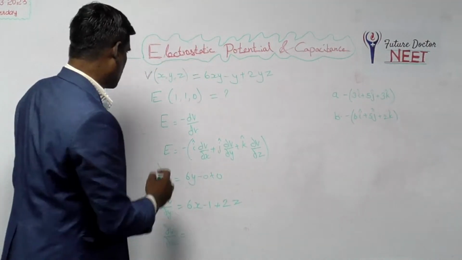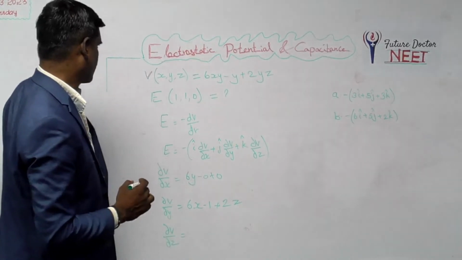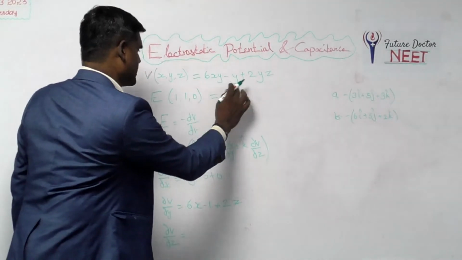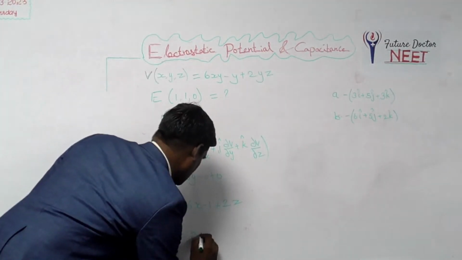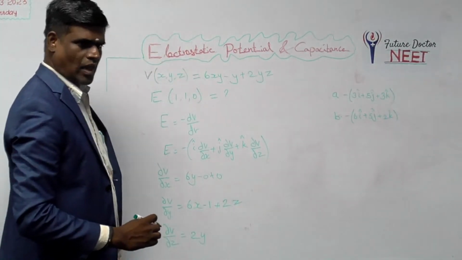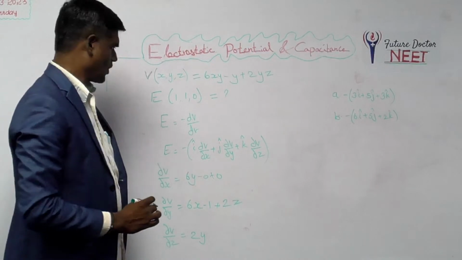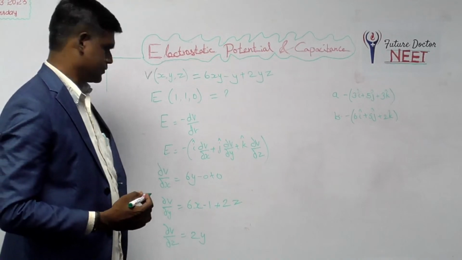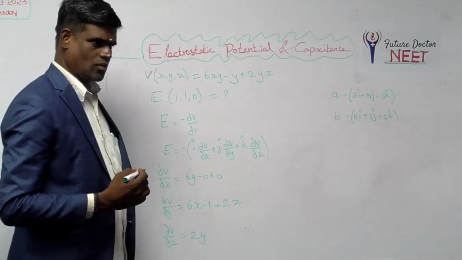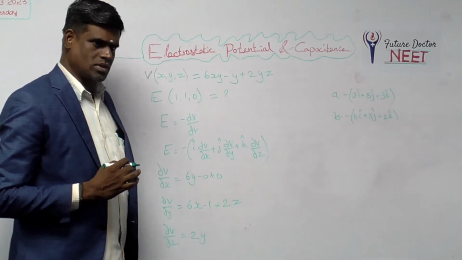Now dou V by dou z. Dou V by dou z means this and this are constant, only this is here, 2y only. Any doubt in this? If you have any doubt in this, you can ask me, I will repeat.